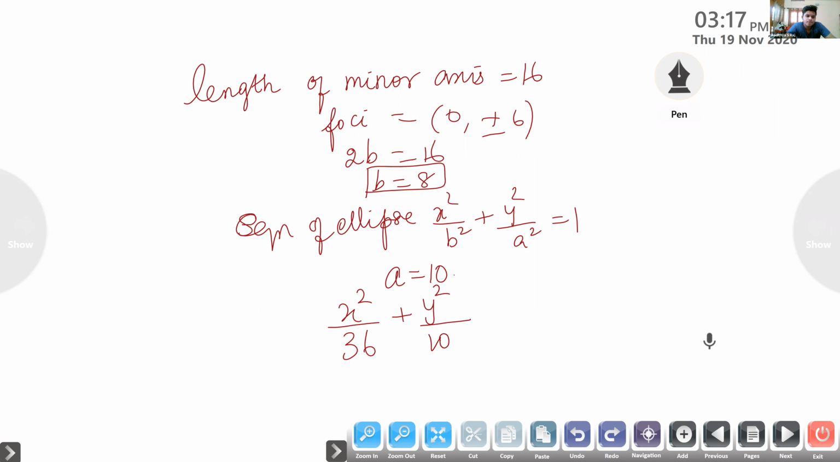Is it correct, Punya? No, ma'am. What is the answer you got? x square by 28 plus y square by 8. What is the value of b? Ma'am, I think b is wrong. The length should have been 8, not 36. b is 8, isn't it? So what is b square? Will it be 64?